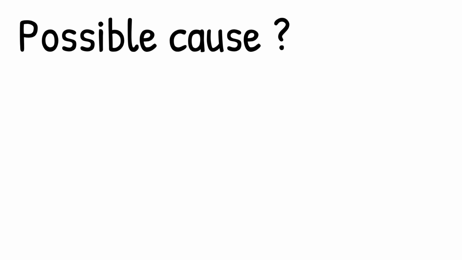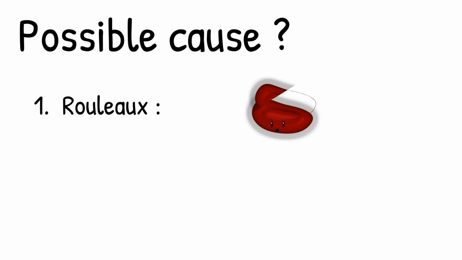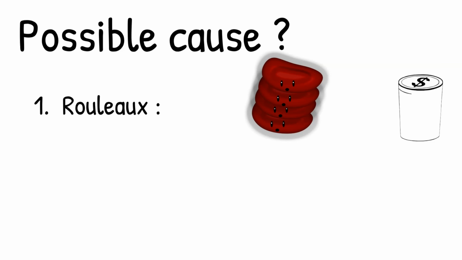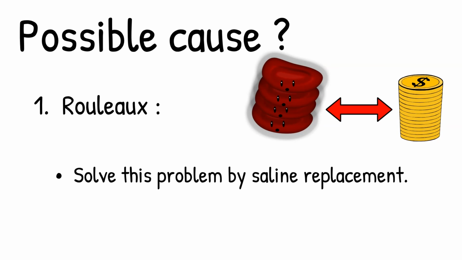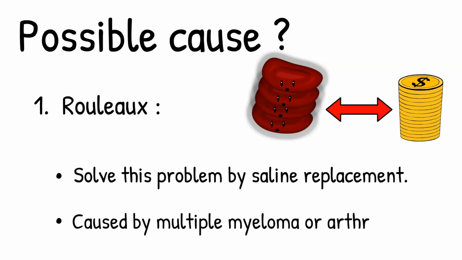There are a few possibilities that can cause this type of reaction. The common ones are rouleaux and cold antibody. So you will take a look under the microscope. If you see the morphology of a stacking of red blood cells, it means you have rouleaux. We can solve this problem by performing saline replacement. Once you perform saline replacement, you should not see agglutination, and that confirms your suspicion of rouleaux. Possible causes of rouleaux are patient conditions such as multiple myeloma or arthritis.